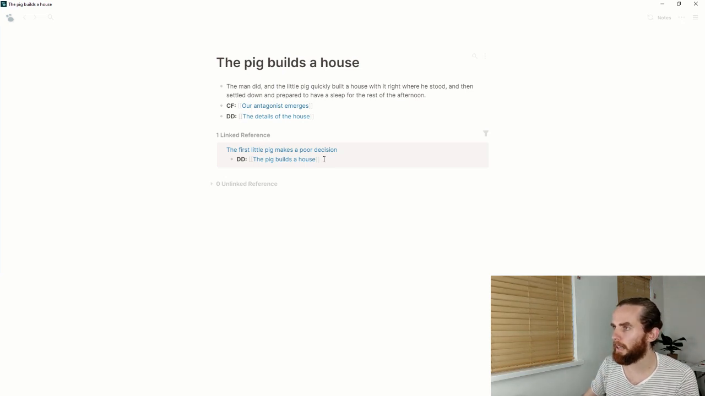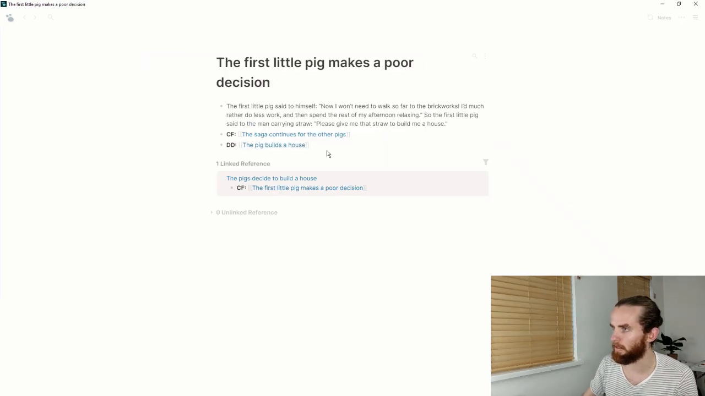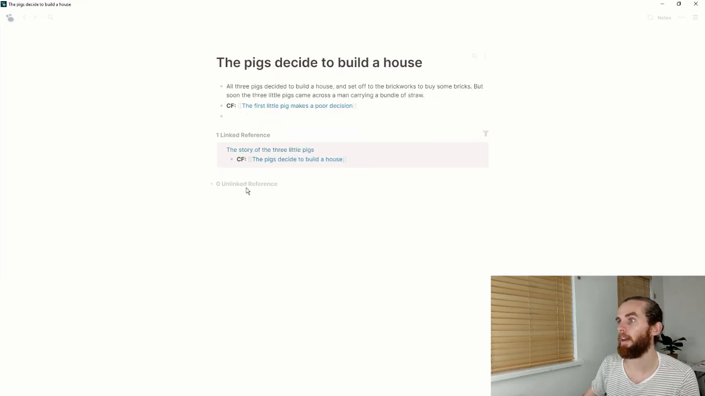So I can see that "the pig builds a house" is the drill down of this, the first little pig makes a poor decision. So I can click back up a level, so very easily navigable. And I can see that this one here, "the first little pig makes a poor decision", is the continuation of the flow from this part of the story where the pigs decide to build a house. And I go there, and I see that this part of the story is again the continuation of the flow of the story of the three little pigs.